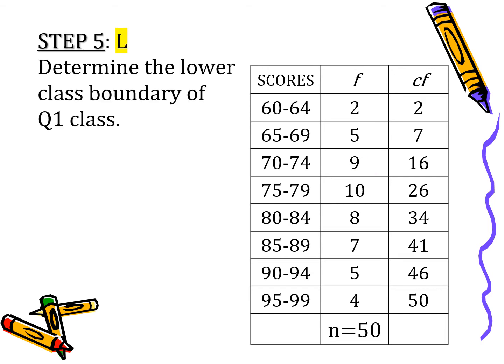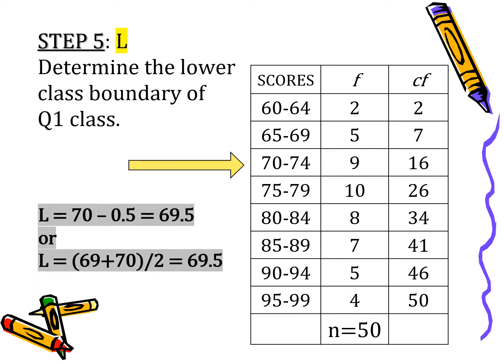Step number 5: let us determine the lower class boundary of the quartile 1 class. Again, the quartile 1 class is very important, which is the result of step number 2. In step 2, we determined that our quartile 1 class is 70 to 74, so step 2 plays a very important role in this solution. Looking at 70 to 74, we have to determine the lower class boundary. How to do that? Simply take 70, the lower number compared to 74, and subtract 0.5. So 70 minus 0.5 is equal to 69.5.